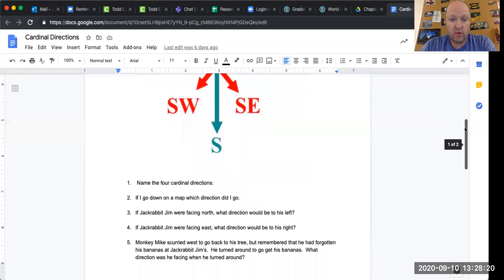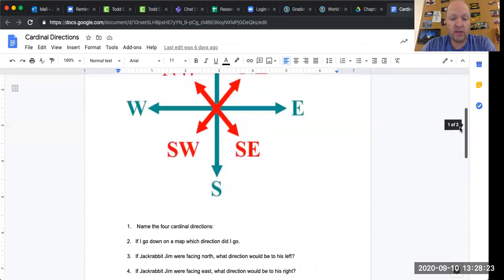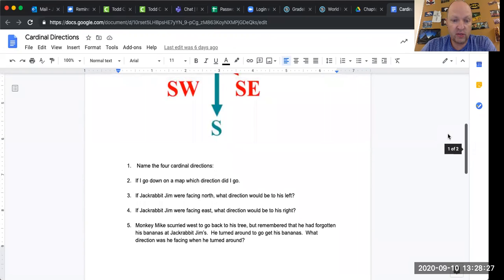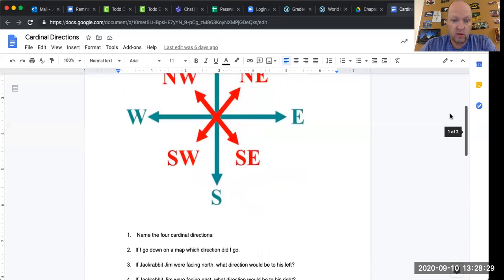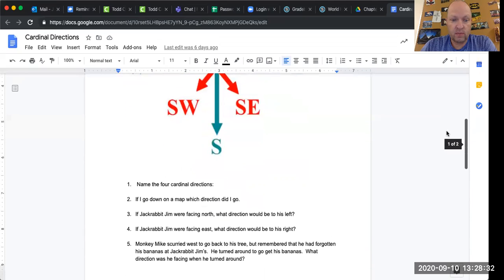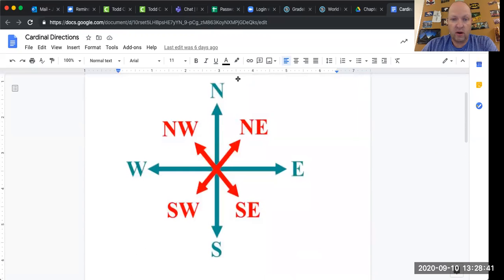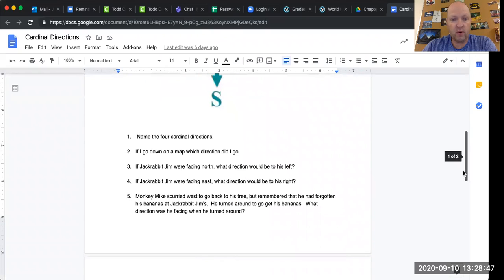So we're going to go through using the four cardinal directions. You are going to answer these 10 questions. So for example, let's look at number two. Number one's pretty self-explanatory. It says, if I go down on a map, which direction did I go? Well, let's look at our cardinal directions. If I go down, I went south. So I would go to number two, and I would type in south.